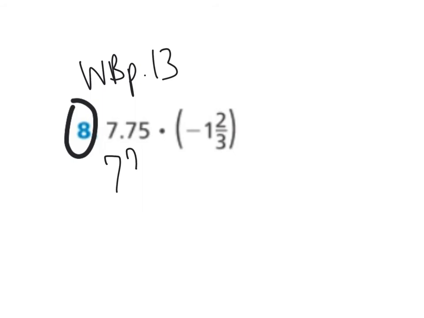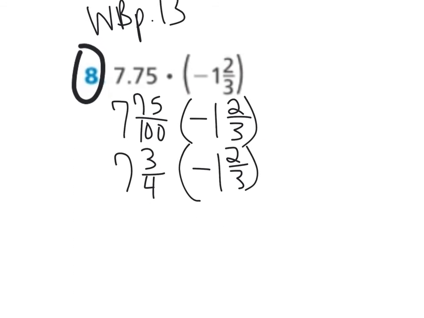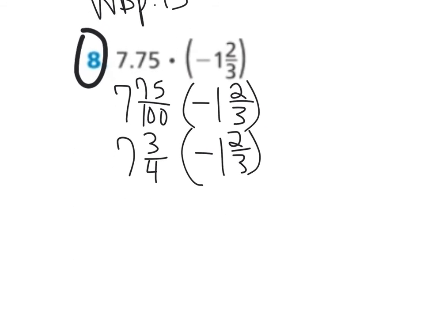So this would be 7 75/100ths. And if you want to, you can reduce that. Some of you may know 75 hundredths is the same as 3/4. That'll give you a little bit smaller numbers to work with. So if we go to work this out, we got to change these to improper fractions. 7 times 4 is 28, plus 3 is 31. So that's 31/4.